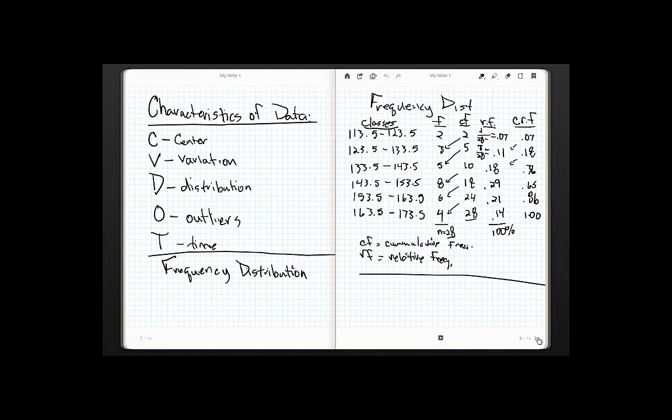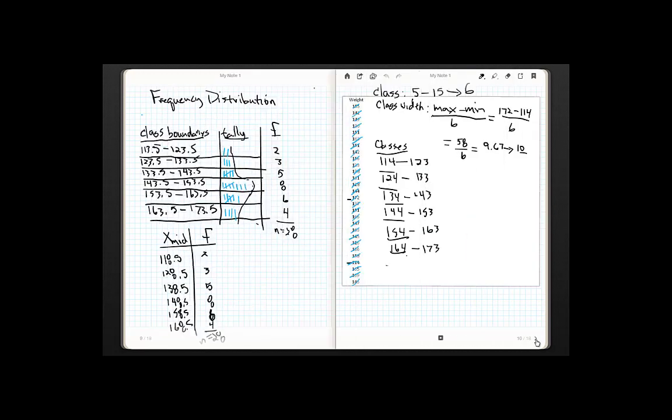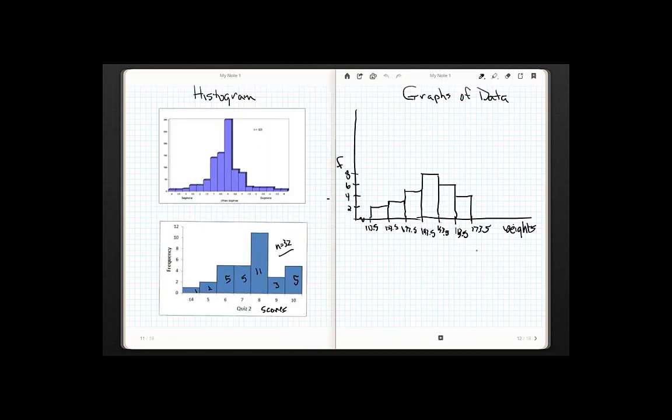And for that problem, we don't really need to concern ourselves with time. So if I look at this bad boy, center's going to live, I don't know, somewhere around here, right? The variation, somewhere between 113.5 and 173.5. What else do we have there? We've got the distribution. Well, it's sitting right in front of us. Doesn't appear to be any outliers. There's not any crazy values, you know, way up here that are just sitting all by themselves. And then time we don't have to worry about.